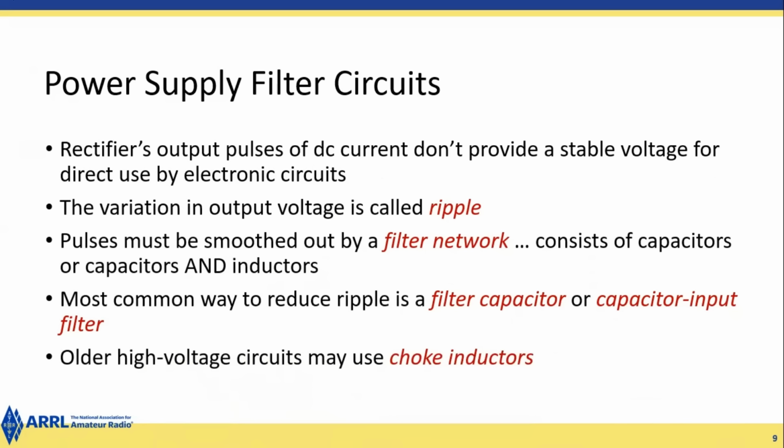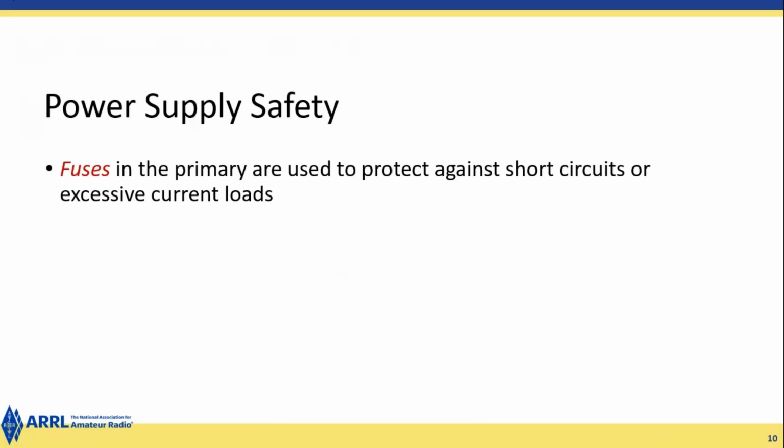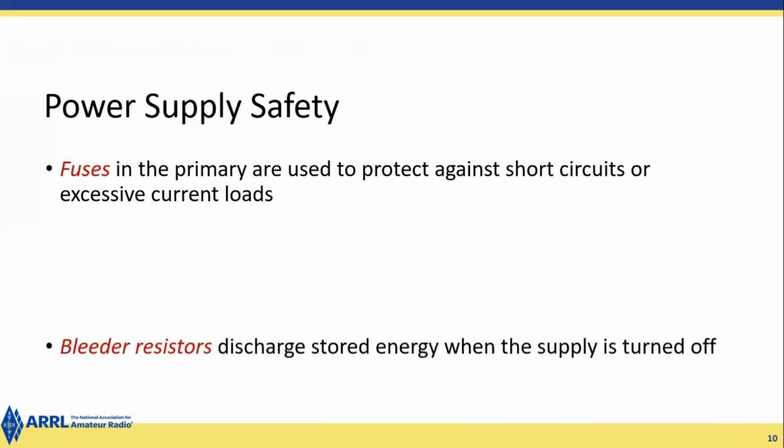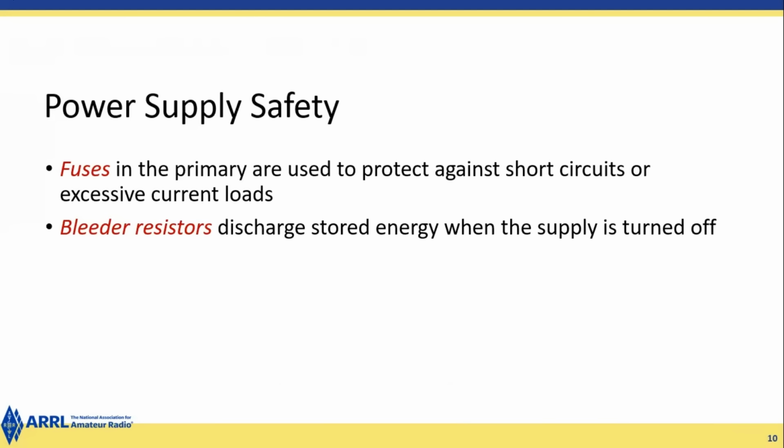Older high voltage circuits may use what's called choke inductors. So, power supply safety: fuses in the primary are used to protect against short circuits or excessive current loads. Bleeder resistors discharge stored energy when the supply is turned off.